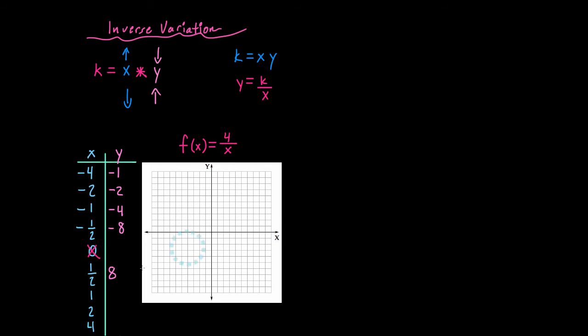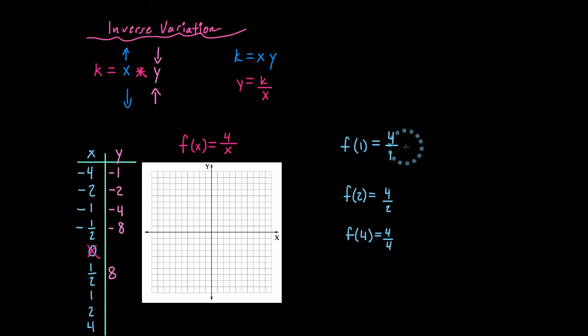So what about when x is 1? Well, I think you're going to start seeing the pattern now. When x is 1, f of 1 is equal to 4 over 1. I'm just going to write these other two out now. So f of 2 is equal to 4 over 2. And then finally f of 4 is equal to 4 over 4 here.